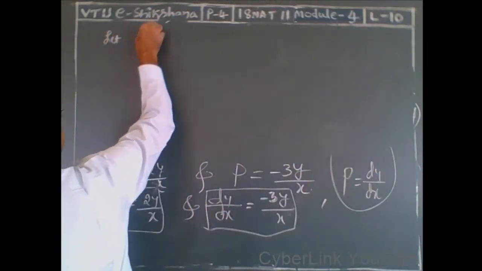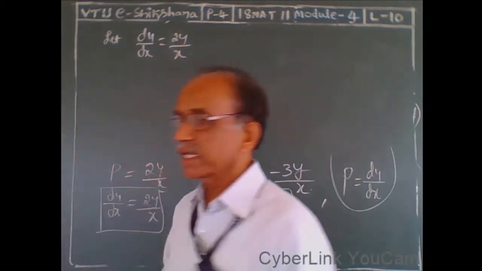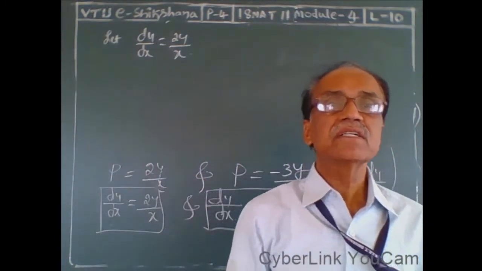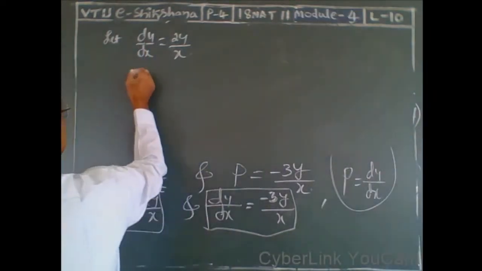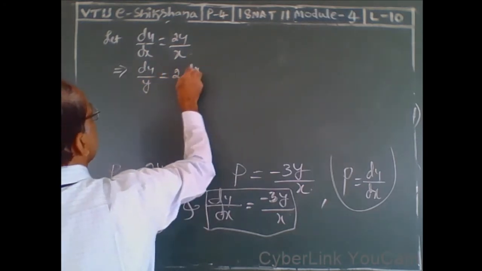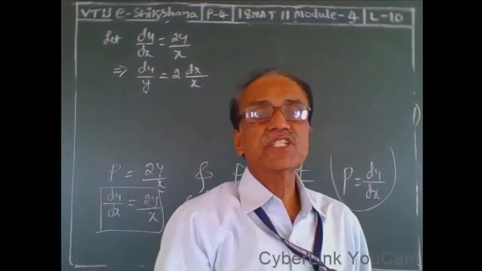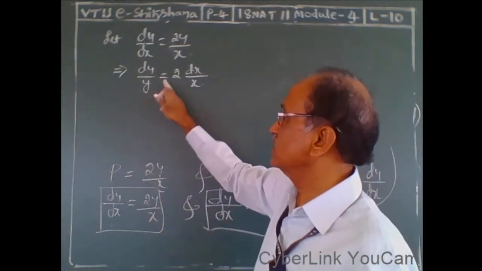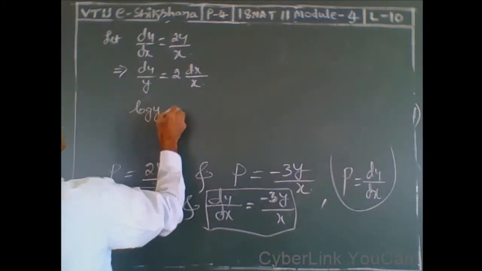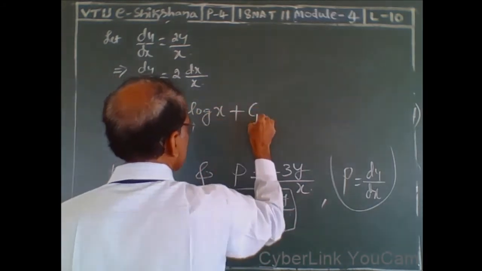Let dy by dx is equal to 2y divided by x. We will solve this differential equation by separating the variables. Here dy divided by y is equal to 2 into dx divided by x. That means taking the cross multiplication, you can write dy by y is equal to 2 into dx by x. Therefore, log y is equal to 2 times log x plus a constant.